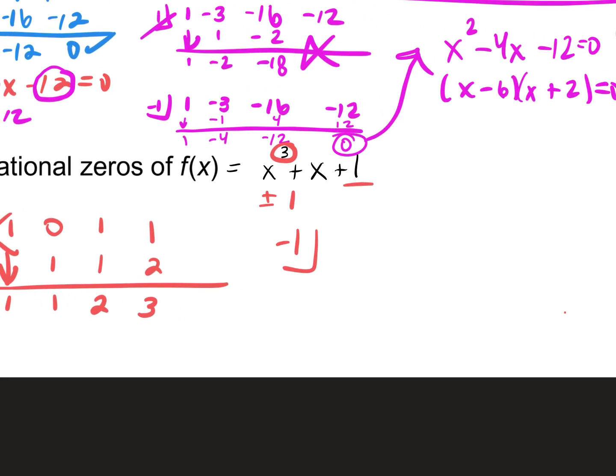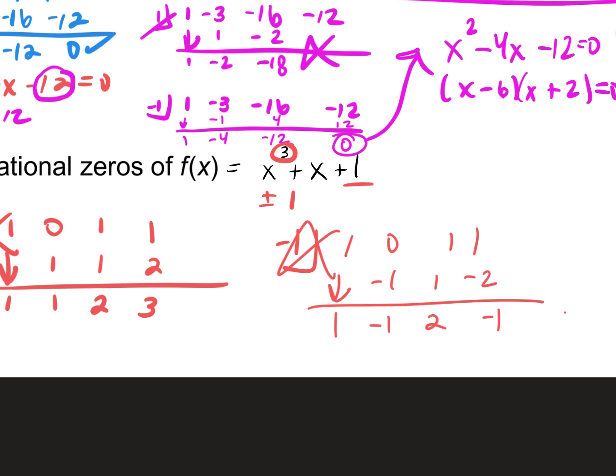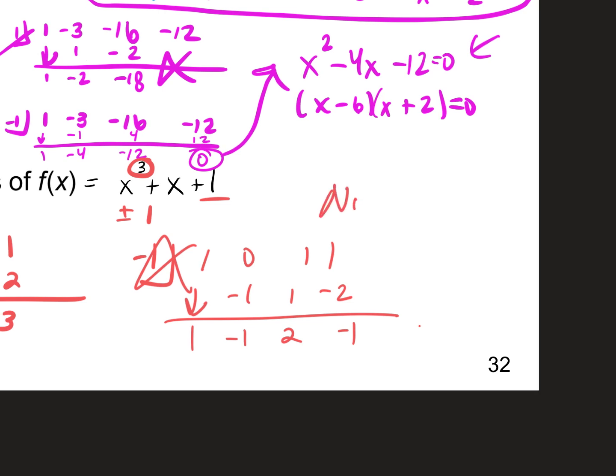So it's 1, 0, 1, 1. All right, 1 times negative 1. Negative 1. 0, negative 1. Negative 1. Negative 1 and negative 1? 1. 1 plus 1 is 2. 2 times negative 1. Negative 2 and 1 is, does this one work? No. Are there any rational zeros for this? No, your answer here would be no solution.